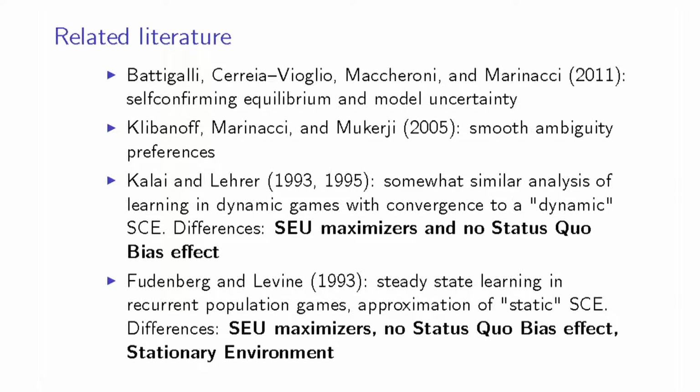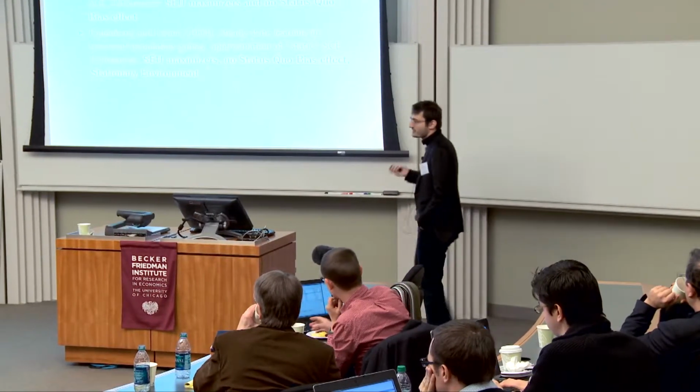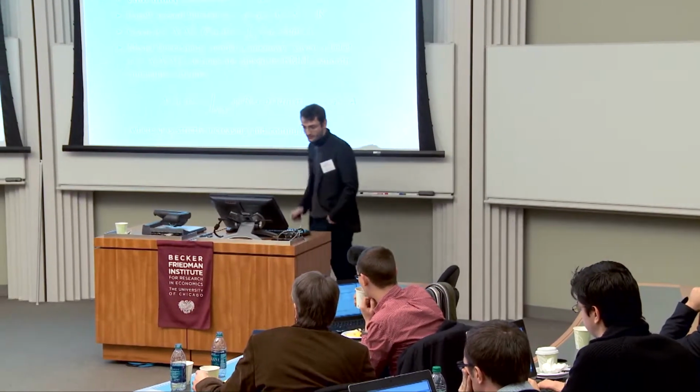And in particular, since they're looking at the SEU guy, they don't have this status quo effect that we're going to have. Fudenberg and Levine, the difference is, well, they study a steady-state learning procedure in recurrent population games, and then they study how this can approximate a static self-confirming equilibrium. The differences are, again, on the preferences of the decision makers, if you wish, of the players, and at the same time, the fact that it is lacking this status quo bias effect. The other difference is that they look at stationary environments, where we don't necessarily have to look at such environments to obtain our results.